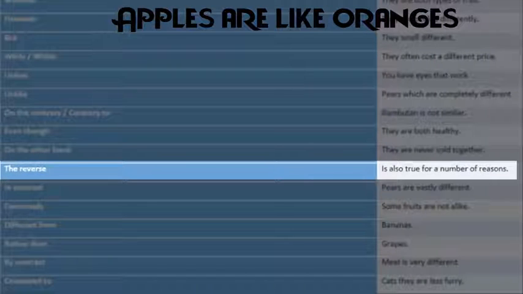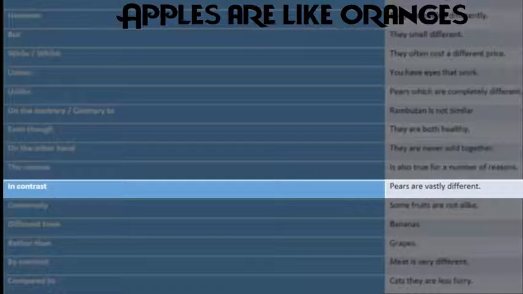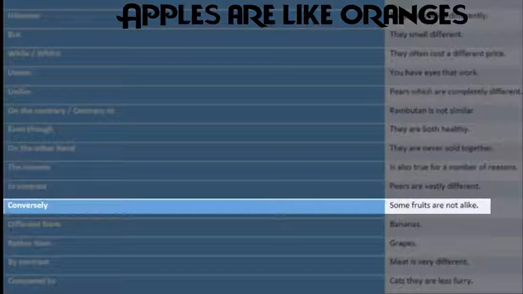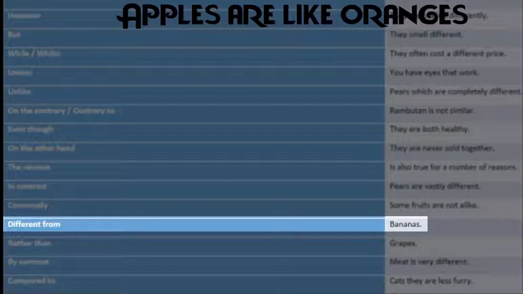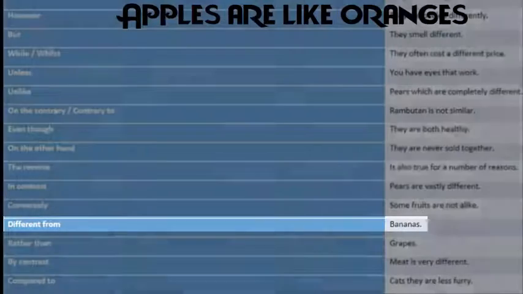Apples are like oranges, yet the reverse is also true for a number of reasons. Apples are like oranges, in contrast, pears are vastly different. Apples are like oranges, conversely, some fruits are not alike. Apples are like oranges, different from bananas. Or, apples are like oranges which are different from bananas.